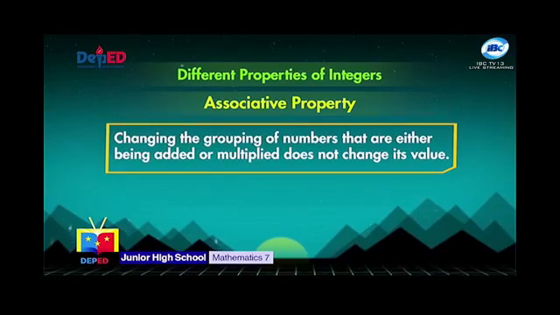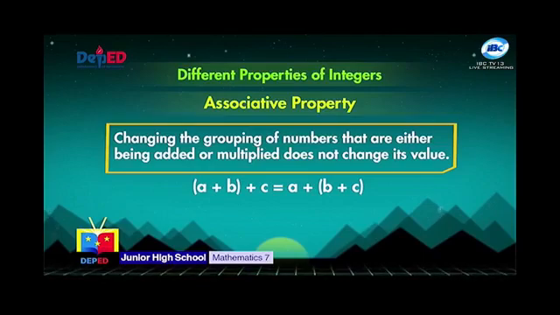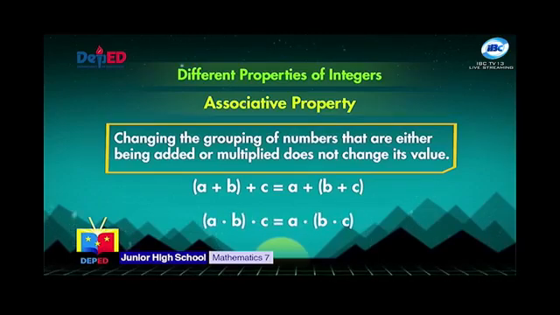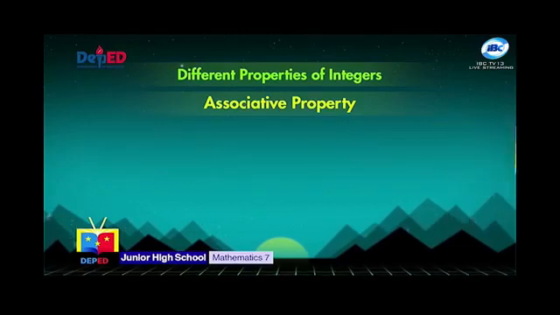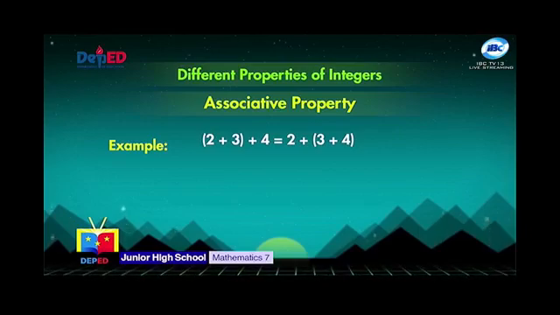Changing the grouping of numbers that are either being added or multiplied does not change its value. The quantity of A plus B plus C is equal to A plus the quantity of B plus C. And the quantity of A times B times C is equal to A times the quantity of B times C. Take note that operations inside the parentheses should be solved first. For example, the quantity of 2 plus 3 plus 4 is equal to 2 plus the quantity of 3 plus 4.